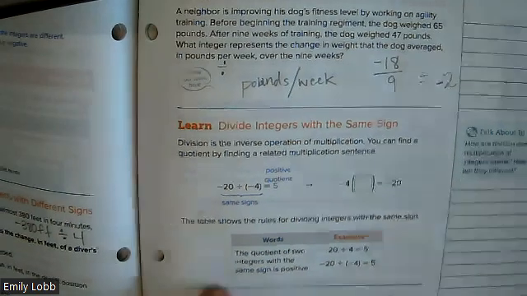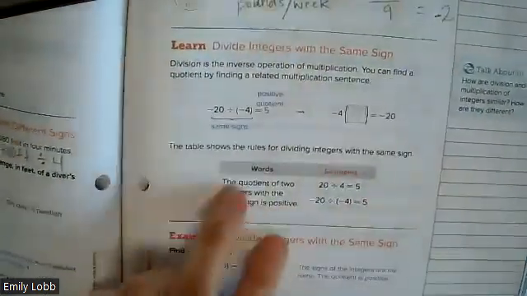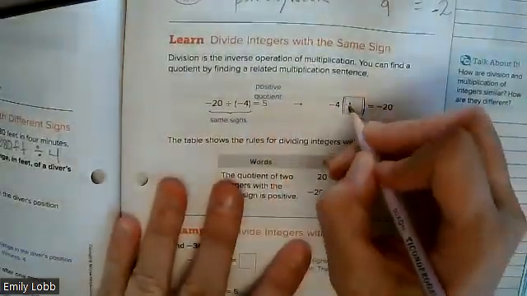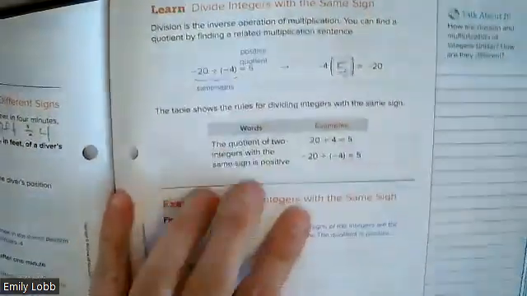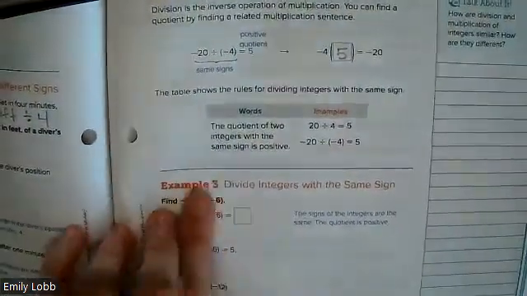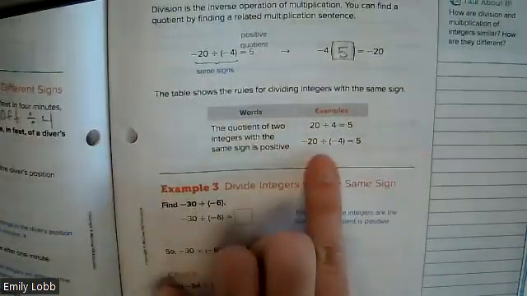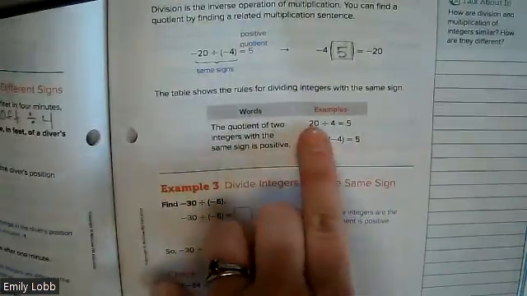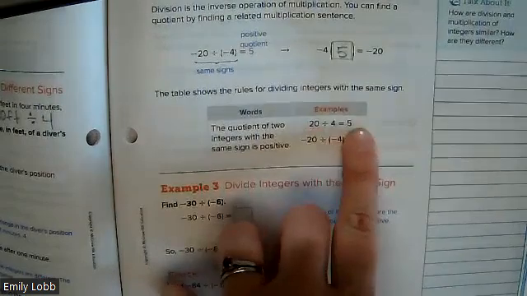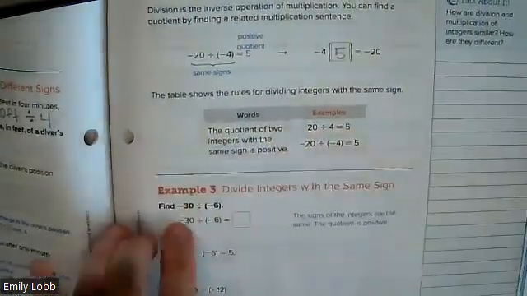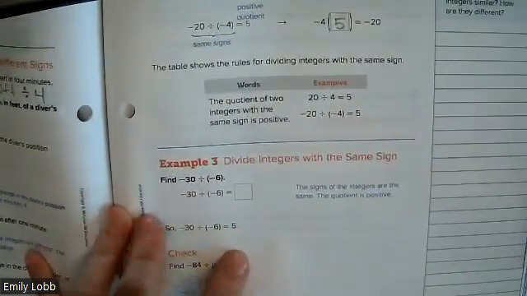All right, same thing with division. When our signs are the same, our answer is positive. So negative 4 times 5 will give us a negative here. The quotient of 2 integers with the same sign is positive. So obviously we've done this with positives before, right? When they're the same. But now we're going to do them with negatives. When they're the same, our answer is positive.